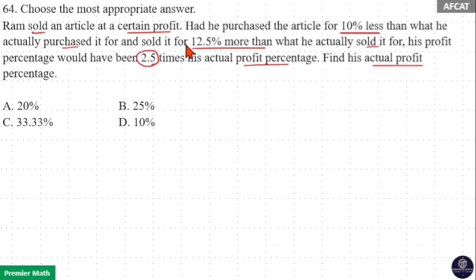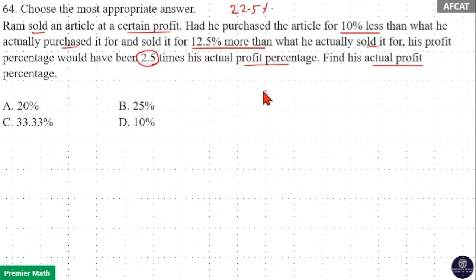Here, variation in sell price and cost price is equal to 12.5% minus 10%, which is equal to 22.5%. So this 22.5% causes this 2.5 times increment in actual profit percentage.